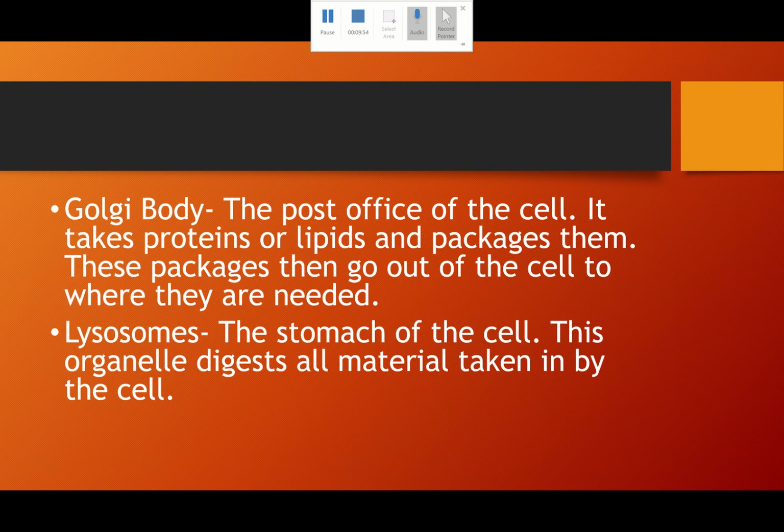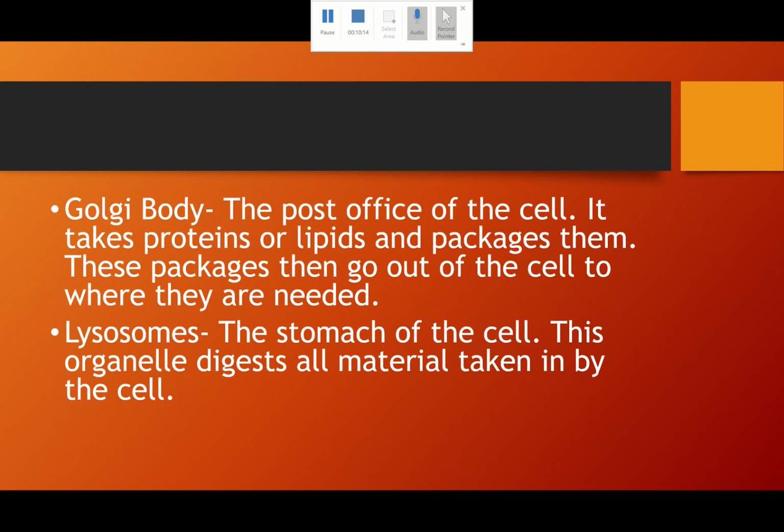Now, one quick note on Golgi body. We call it the Golgi body but it has a lot of names. It can be called the Golgi body, the Golgi complex, or the Golgi apparatus. Doesn't matter which one you're calling them. It just matters that it has Golgi in the front. If it has Golgi, then it's the same guy.